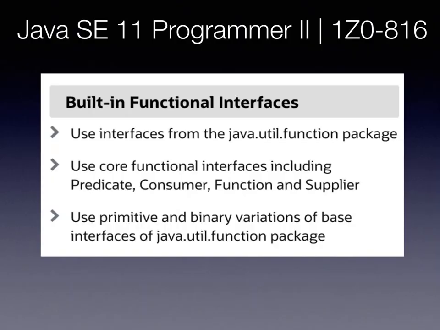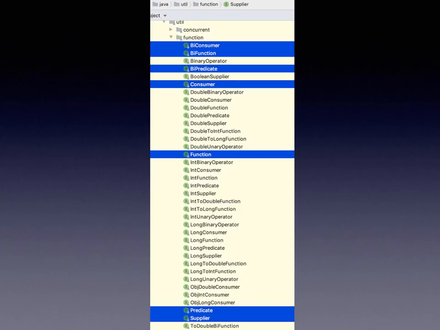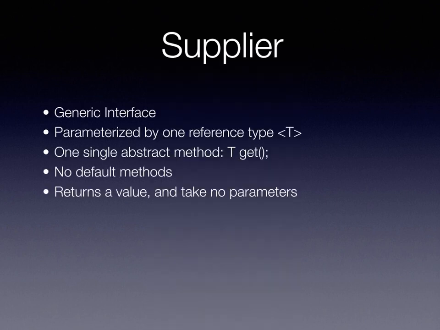This image was extracted from the Oracle certification website, and this is one of the exam objectives. As you can see, you need to have good knowledge of the java.util.function package, which is where the built-in functional interfaces are located. This is a highlight of some of the interfaces we are going to cover in this series of trainings, and as you can see, they all reside in the java.util.function package. So let's finally talk about the supplier.